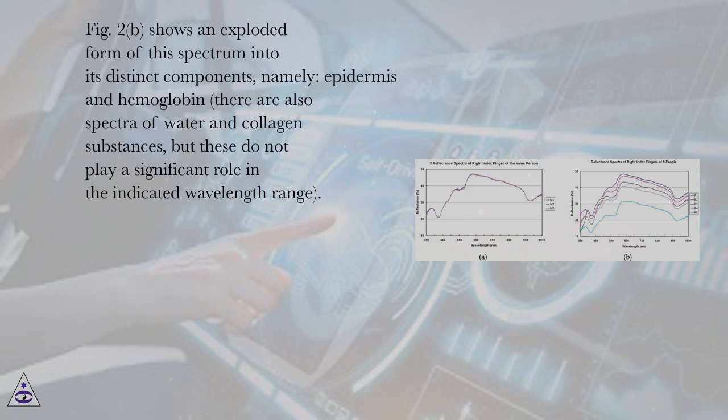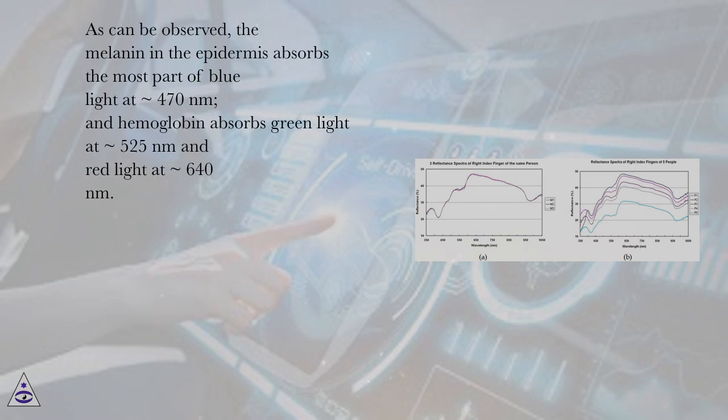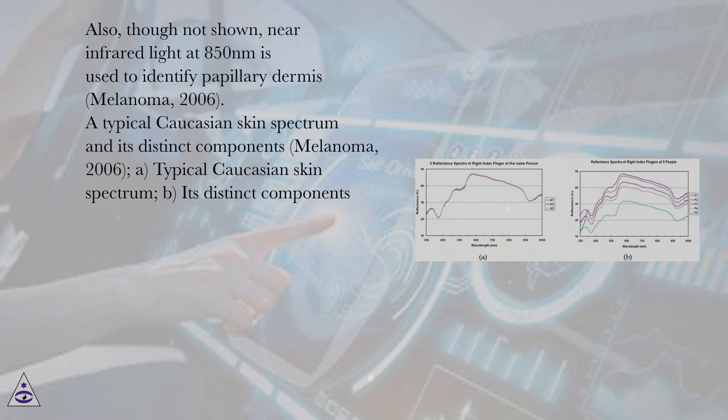wavelength range. As can be observed, the melanin in the epidermis absorbs the most part of blue light at 470 nanometers, and hemoglobin absorbs green light at 525 nanometers and red light at 640 nanometers. Also, though not shown, near-infrared light at 850 nanometers is used to identify papillary dermis (melanoma, 2006). A typical Caucasian skin spectrum and its distinct components (melanoma, 2006). A, typical Caucasian skin spectrum. B, its distinct components.